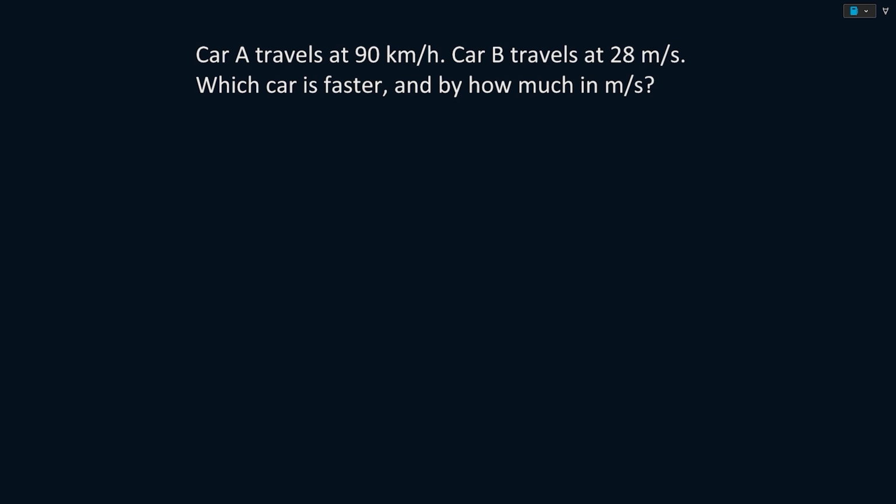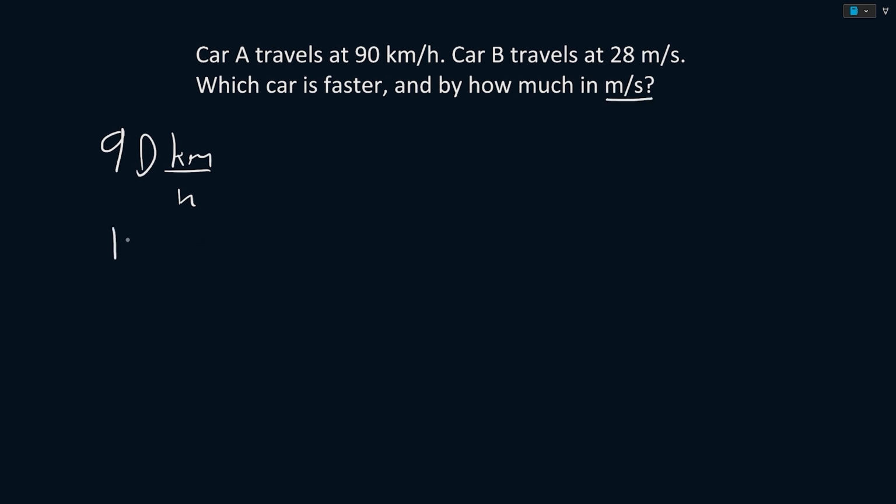Car A travels at 90 kilometers an hour. Car B travels at 28 meters per second. Which car is faster and by how much in meters per second? First, we need to convert car A's speed from kilometers an hour to meters per second. Car A is going at 90 kilometers per hour. And we want to convert this to meters per second.